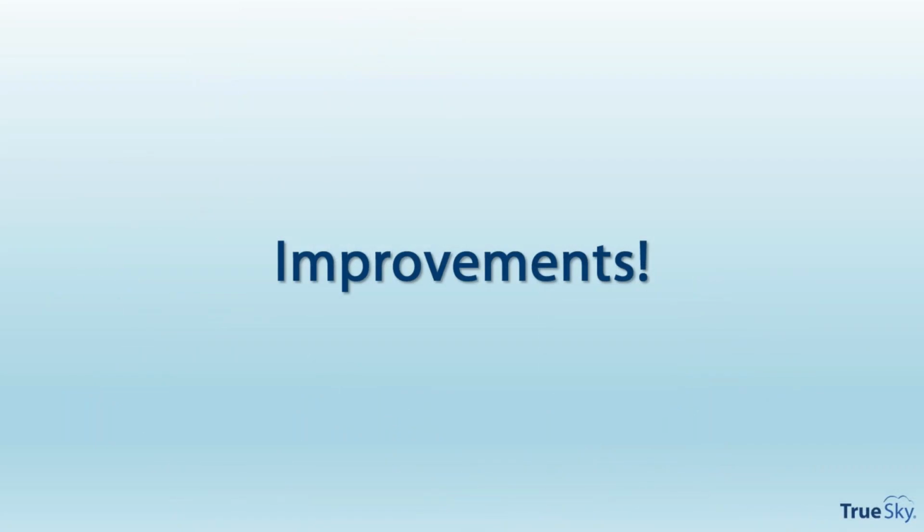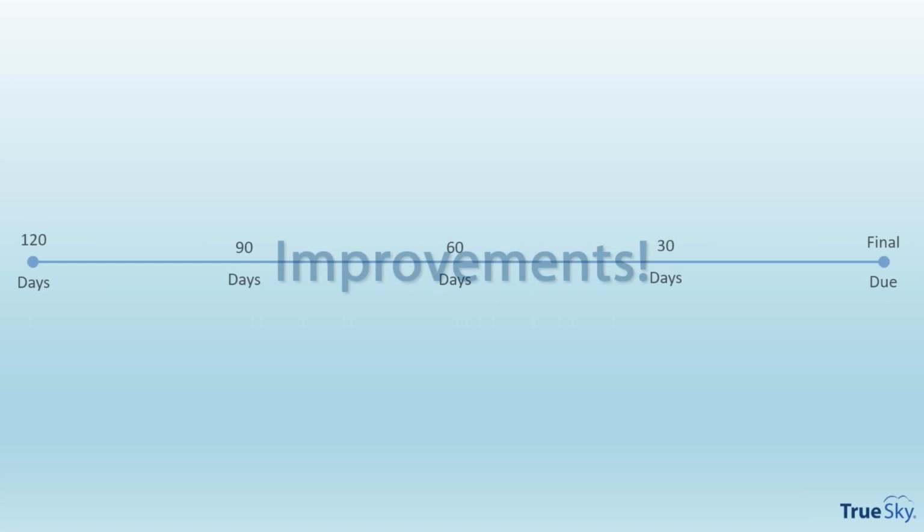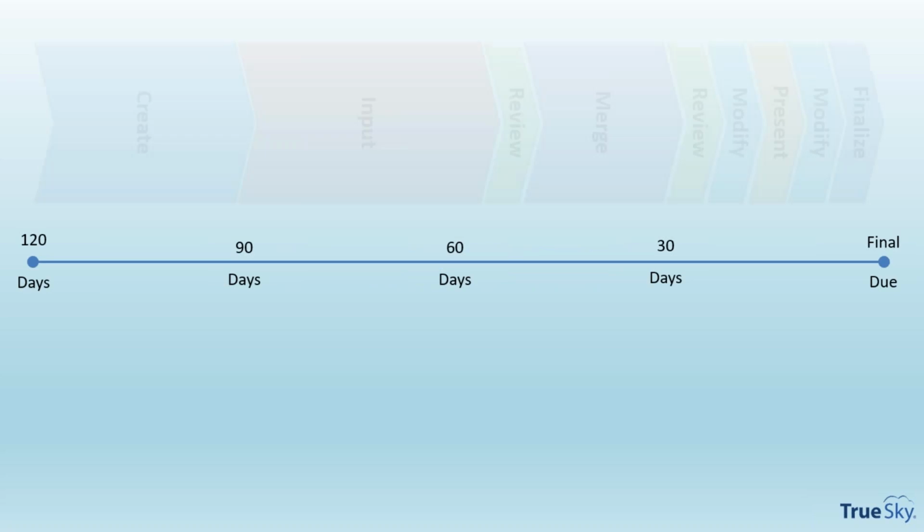So what are some of the benefits that you'll get by deploying TrueSky in your organization? Well, there's quite a few, but the one I'm going to talk about right now is how much we can decrease the time and effort it takes to get through the budgeting process. I'm going to start with what's typical for a lot of organizations with the once a year big budget cycle, and it tends to start something like 120 days out.